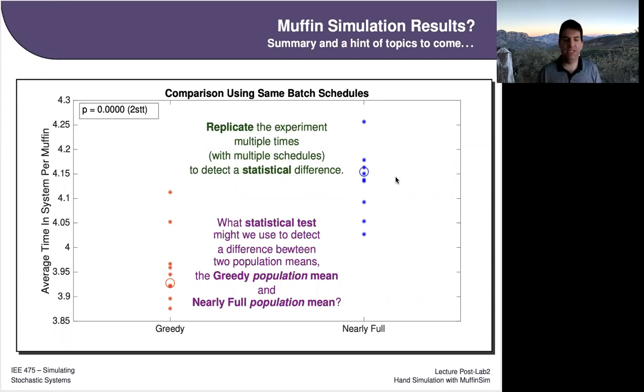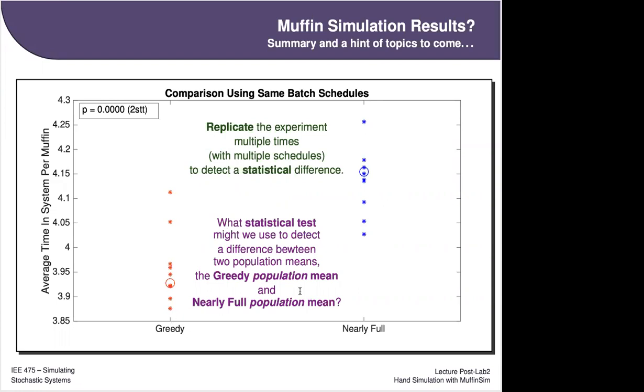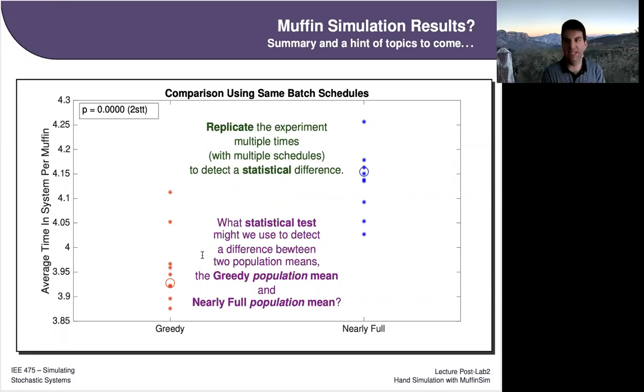We have two populations, a greedy population and a nearly full population. And we have data that's been taken from those subpopulations of muffins. So you can think of this as muffins in the greedy and muffins in the full. And so we use a t-test here. I heard a question or an unmute. Was there a question?